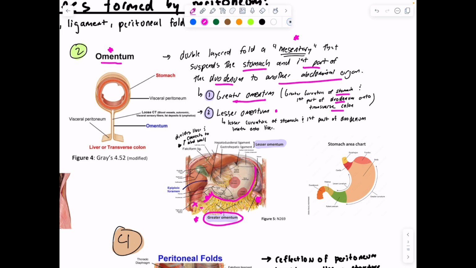Then we have the lesser omentum, which is right here, and it's connecting the lesser curvature of the stomach, right there, and the first part of the duodenum, right there, to the liver, which is right here. Right, this is the liver.